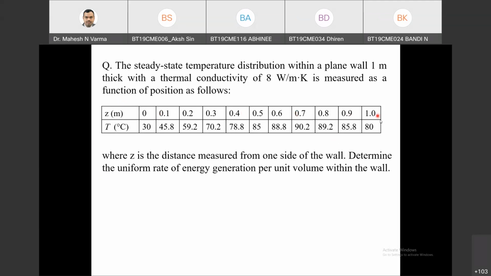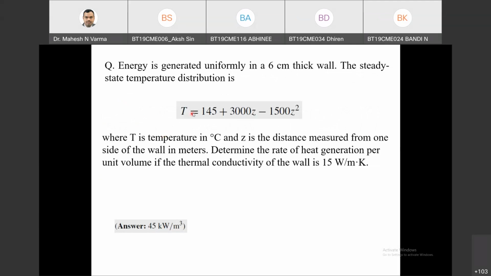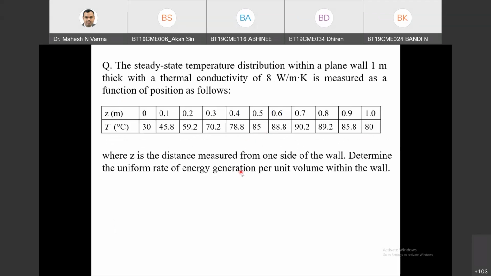You can fit all the values and get the temperature profile. Then you will get a similar equation like this. So the other, I was explaining for the previous question. So now that is wrong actually, fitting this and getting a model equation for z and then getting the double differential.